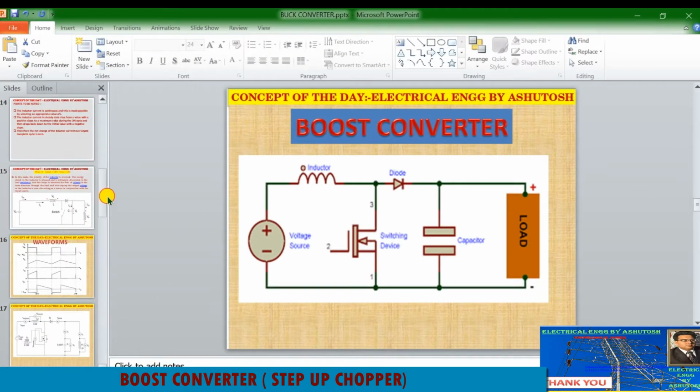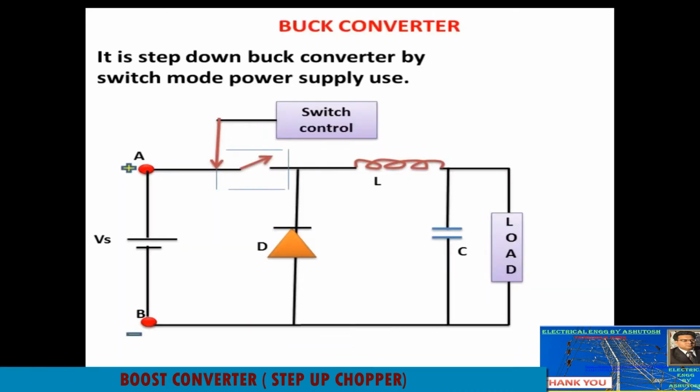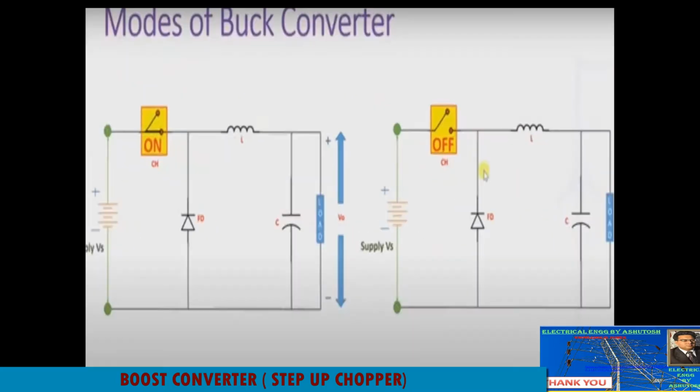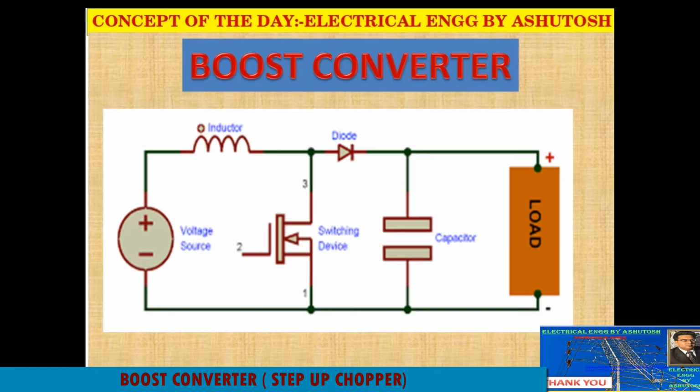Here we have seen earlier the buck converter. As you can see over here, the buck converter is called a step down chopper, a DC to DC chopper, or also a converter. We saw earlier the waveforms of the buck converter, but today we are going to see the boost converter working. What is a boost converter? Basically it is a step up chopper, because the voltage at the output is increased. That's why it is called a boost converter.